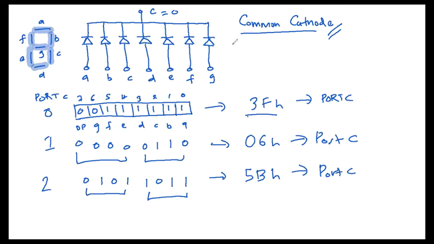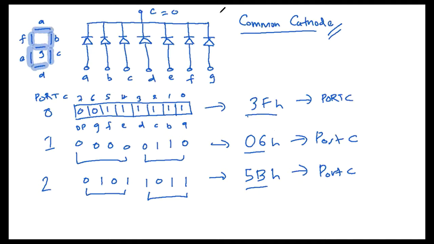7-segment is connected in this way to pins 0, 1, 2, 3 up to 7, where A is connected to 0, B is connected to 1, C is connected to 2, D is connected to 3, and so on. So we can do this for the rest of the numbers, and you can see 3F, 06, 5B. These are the hexadecimal codes for the first 3 digits.